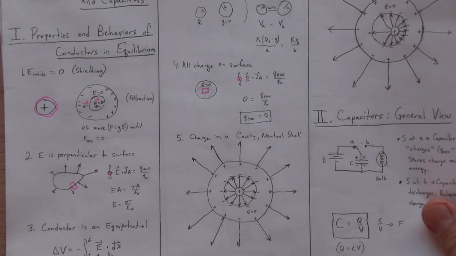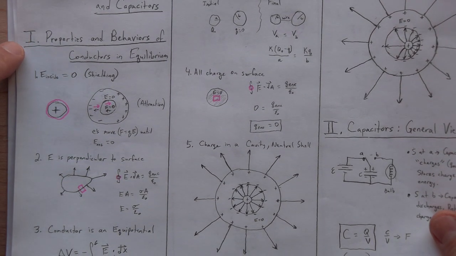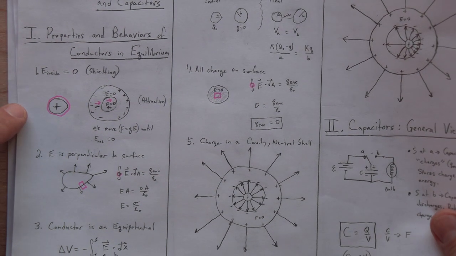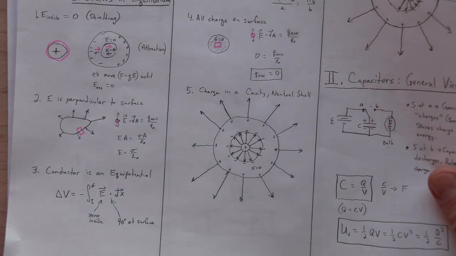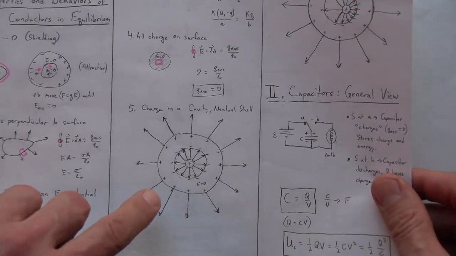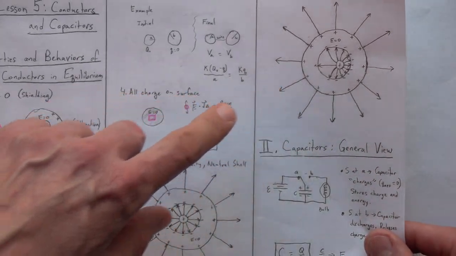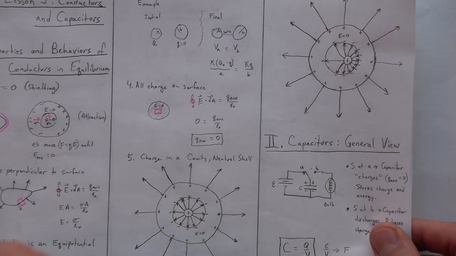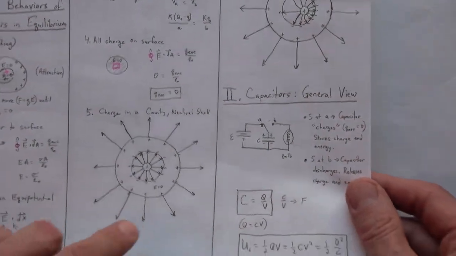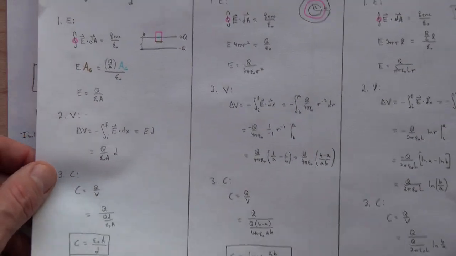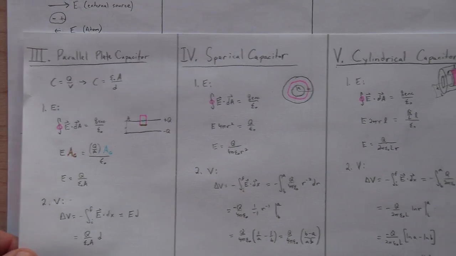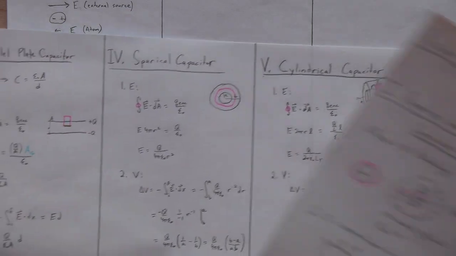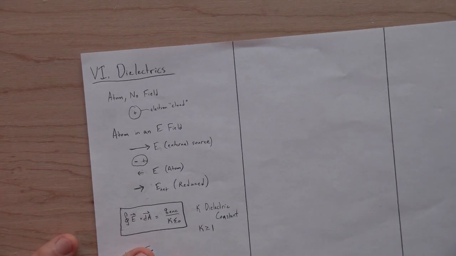conductors in equilibrium and capacitors. Again, just a summary, we looked at some properties and behaviors of conductors in equilibrium, what happens to the electric field and the voltage of a conductor in equilibrium. Also, how conductors create shielding of electric field from outside effects. We learned about capacitors, the general view, how to calculate capacitance for parallel, spherical, and cylindrical capacitors, and then also dielectrics. Okay, what the effects of matter are.